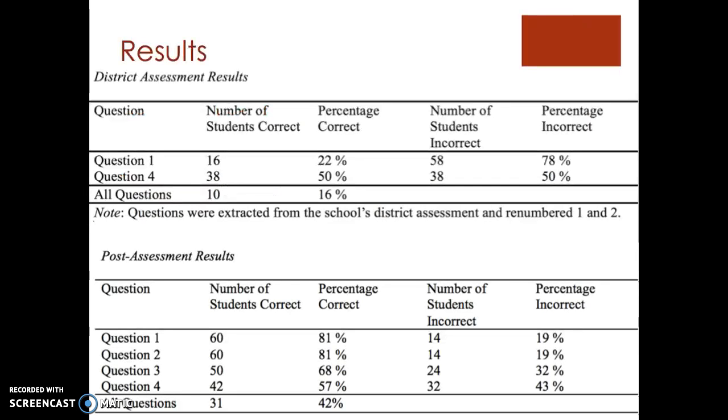So over here you can see the results of the district assessment, which was the previously given assessment, and the post-assessment results. According to the data collected on the district assessment and the post-assessment, there was an increase in student achievement. On the district assessment, 16% of the students answered both questions correctly, whereas 42% of the students answered all 4 questions correctly on the post-assessment.